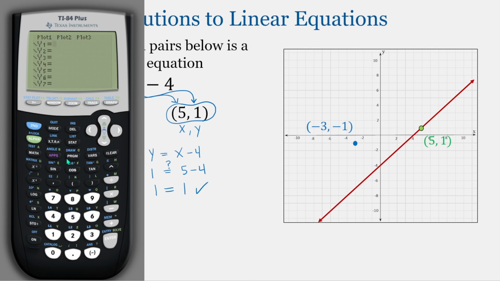So we have y equal to x minus 4. There's our equation. I hit enter, and then I'm going to look at the graph of it. So there's the graph of our equation.